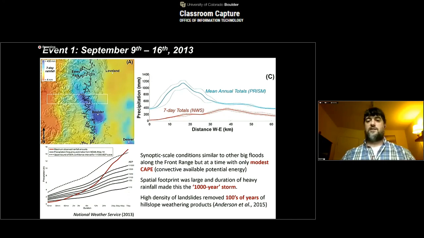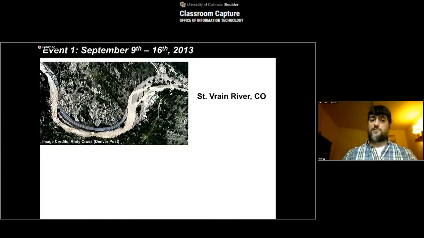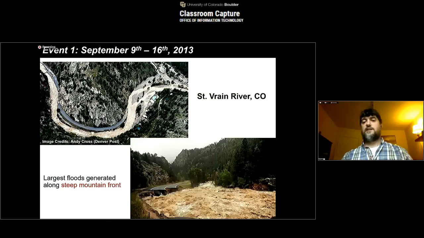Importantly, for thinking about both the geology and the hazard, these landslides removed hundreds to thousands of years of hillslope weathering products. So that was a really big deal. It triggered a lot of landslides right along the Front Range. It also produced massive flooding. And so that's the data set you're going to be looking at. These are just some images from the local newspapers along with St. Vrain. And the most significant rivers were generated along the steep mountain front.